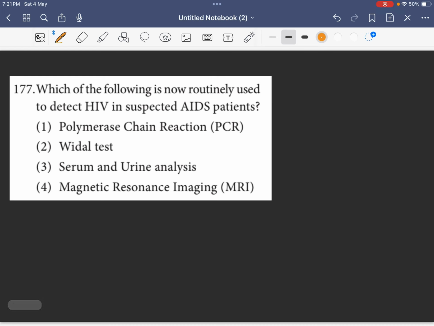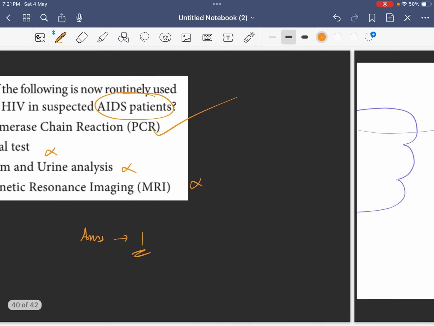Which of the following is now routinely used to detect HIV in suspected AIDS patients? You have studied this in your molecular diagnostics part, where you see that for AIDS patient detection nowadays we use PCR, not viral, not serum or urine, or not MRI. So the answer for this question is 1.